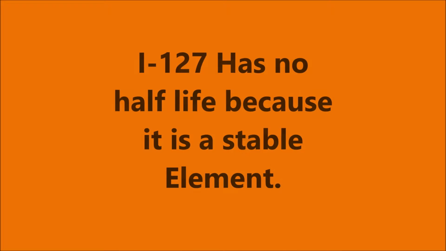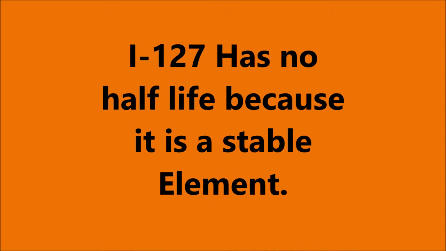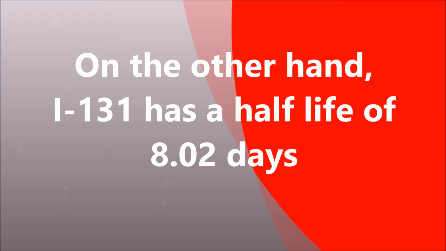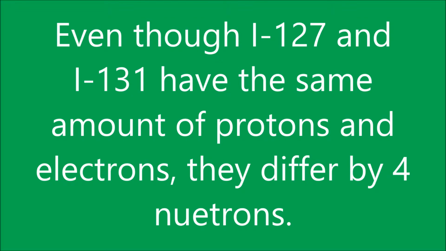Obviously, iodine 127 is stable, therefore has no half-life. Though on the other hand, iodine 131 has a half-life of 8.02 days. Here's a graph. Iodine 127 and iodine 131 have the same amount of protons and electrons, though they differ by 4 neutrons.